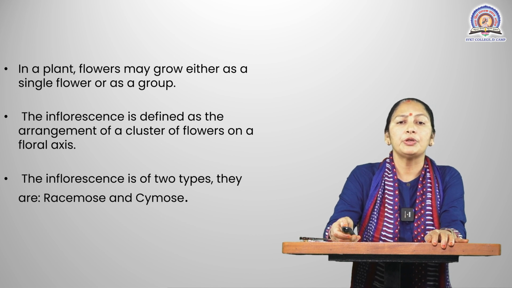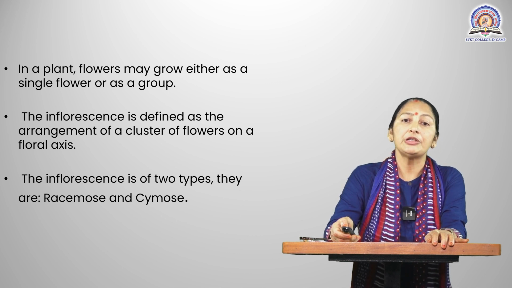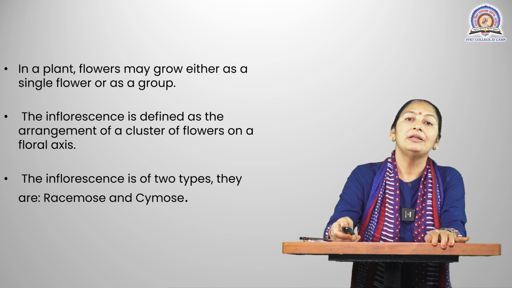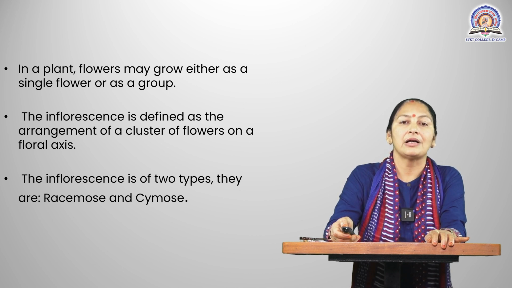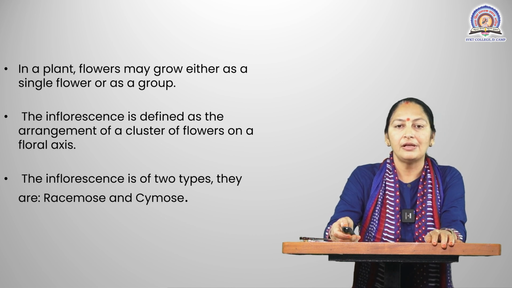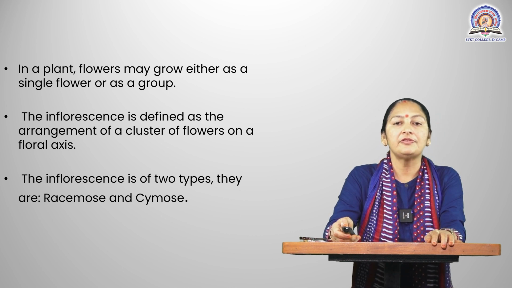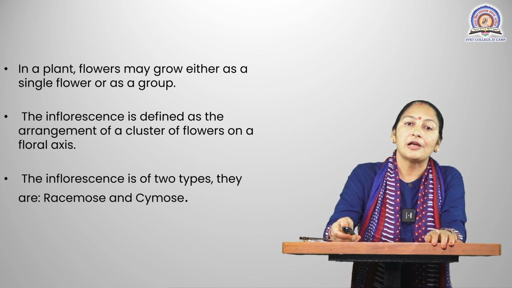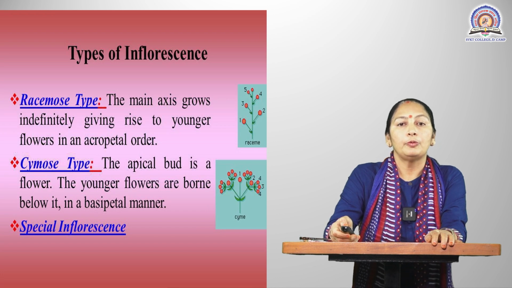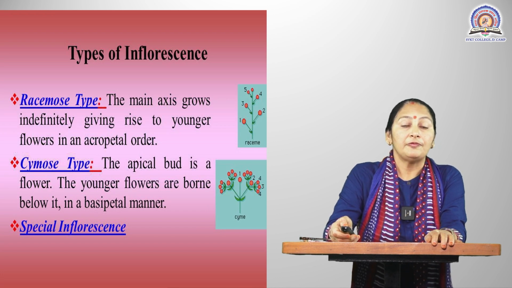Next you have to see that inflorescence has two types. Why are there two types? Because the arrangement of flowers on the floral axis differs. Some flowers are younger at the apex side and some are older at the apex side, and that is why the types arise. These are the two main types of inflorescence. The first is the racemose type and the second is the cymose type. Then see, one by one, what inflorescence is and why two types arise.